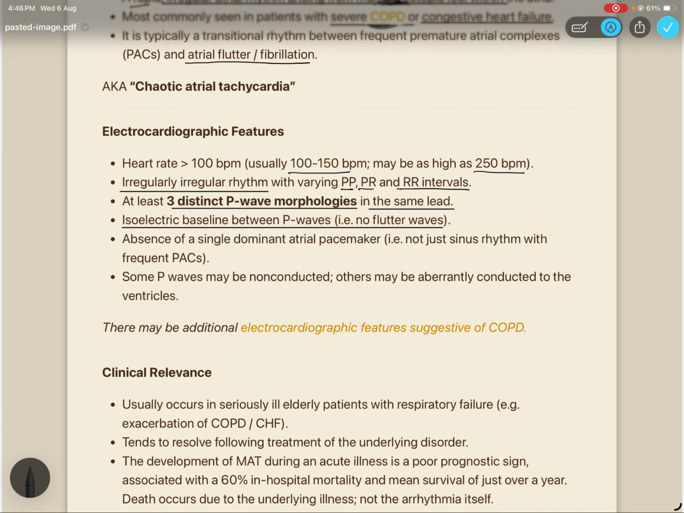Absence of a single dominant atrial pacemaker, that also is there. There is no one P wave that is common. And other P waves are not really conducted, or are aberrantly conducted to the ventricles.